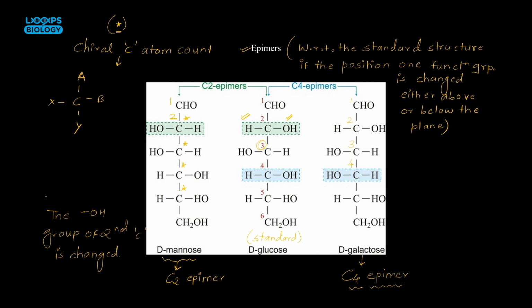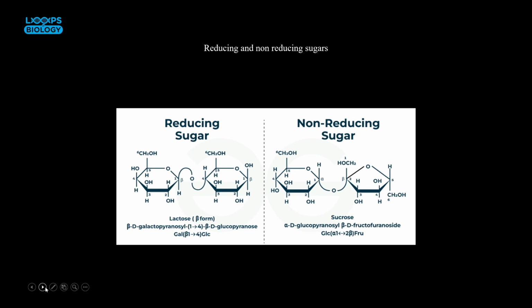Whenever chiral carbon atoms are there, they are optically active. So this is a part of epimer. Let's move on to the next part, that is reducing and non-reducing sugar.